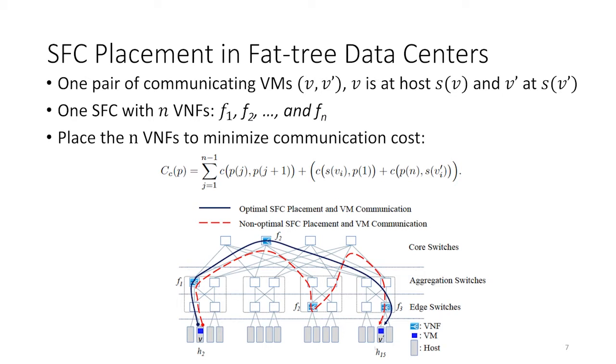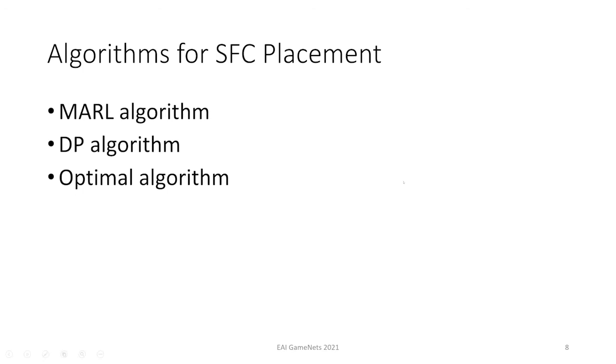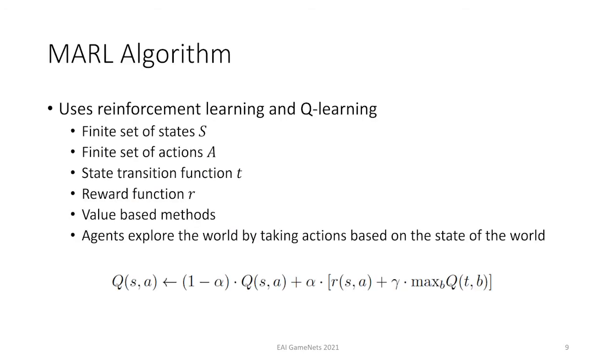By taking the path depicted by the blue line, we can minimize the communication cost between the source and destination hosts. In our paper, we discussed 3 algorithms for SFC placement: the multi-agent reinforcement learning algorithm, or MARL, the dynamic programming algorithm, and the optimal exhaustive algorithm. Our main algorithm, the MARL algorithm, is based on reinforcement learning and Q-learning.